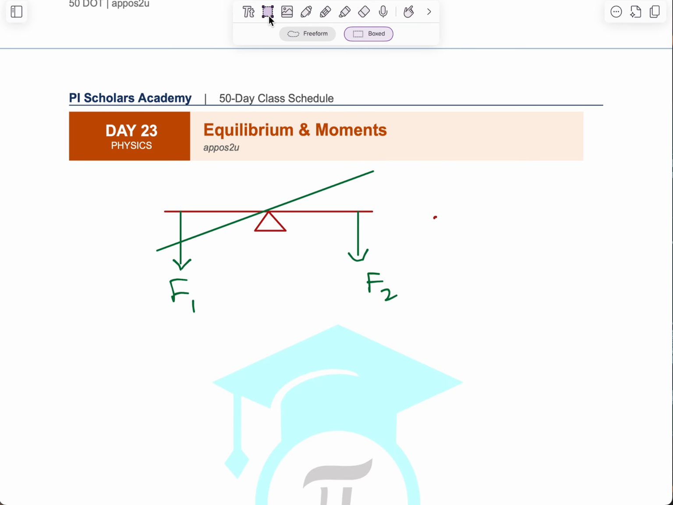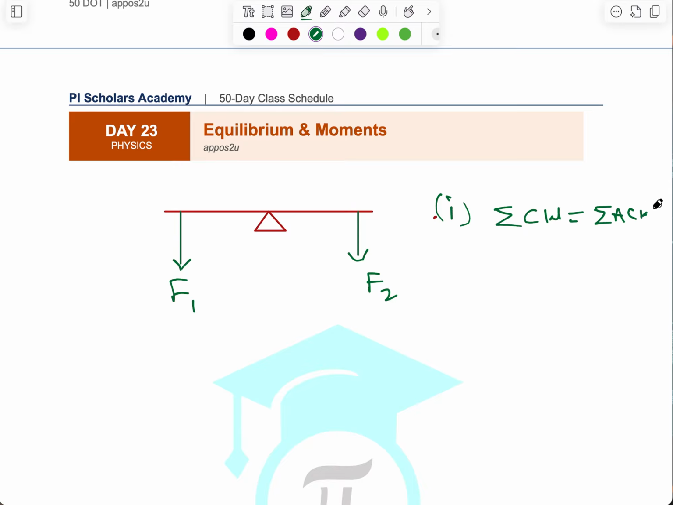Now we come to what we call the principles of moment. Number one: the sum of clockwise moments is the same as the sum of anticlockwise moments. That's the first principle we take note of. The second one is that the sum of upward forces equals the sum of downward forces. These two are the basic principles of moment, and if you apply them correctly, you're going to be good.